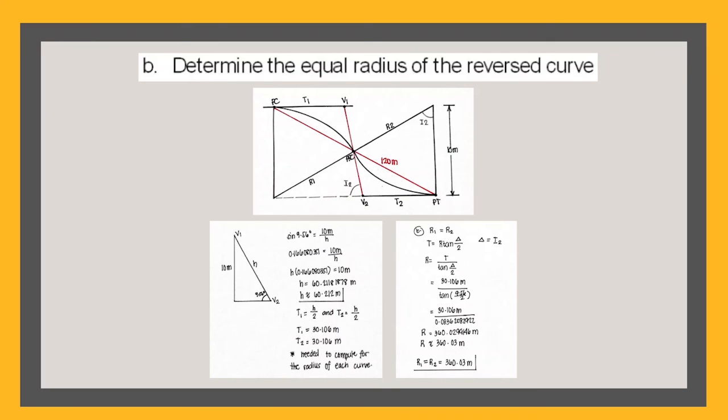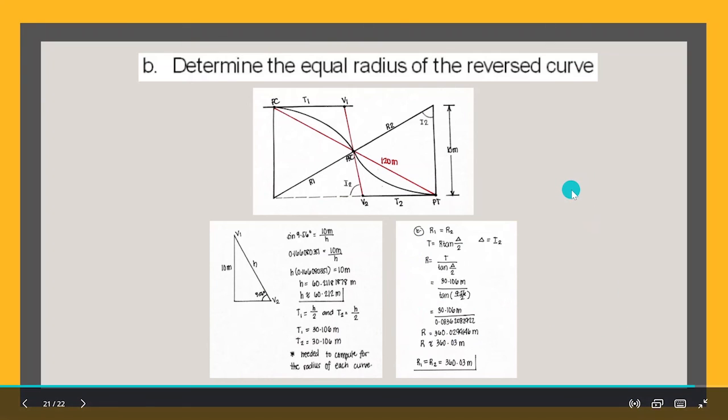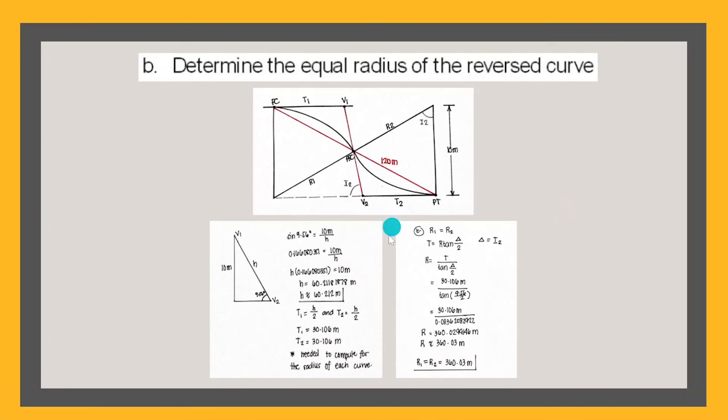So next, we need to determine the equal radius of the reverse curve, which happens to be R1 equals R2. And this formula is from our simple curve earlier. We just need to manipulate this formula and turn it into this one, which is radius equals the tangent line over the tangent of I2 over 2, which is equal to 30.106 meters over the tangent of 9.56 over 2. To solve that in the calculator, we get the radius of 30.3 meters, or R1 equals R2 is equal to 30.3 meters.